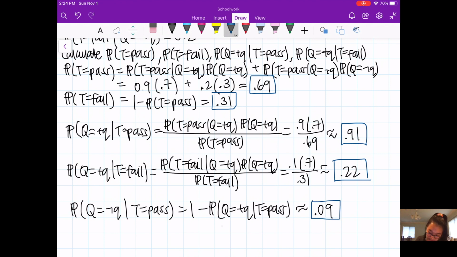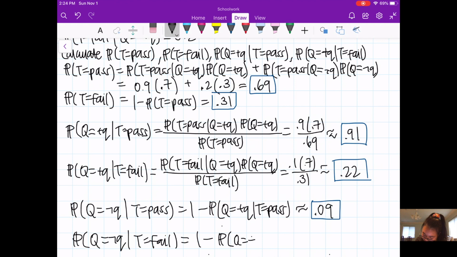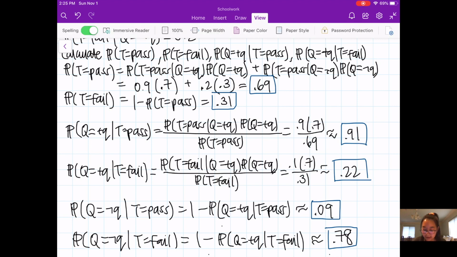And then we can do the same thing for the other case. So probability of Q is equal in bad shape, given that the tests fail. And that will be equal to 1 minus the situation when the car is in good shape, given that tests fail. So then that will be about 0.78, so just 1 minus 0.22. So that was a lot of probabilities to solve, but we have finished up part B. So now let's go on to part C.